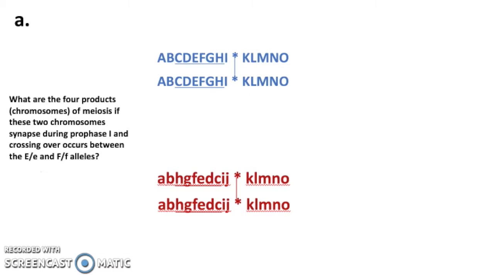Okay, so now it wants to know the four products that you're going to get from that if a crossing over occurs between the E and the F alleles. And just as a reminder on here, for this question, if the letters are capitalized, like in the paternal one, then it's dominant. If they're lowercase, then it's recessive. It doesn't apply too much, it just is helping you to keep track right now.